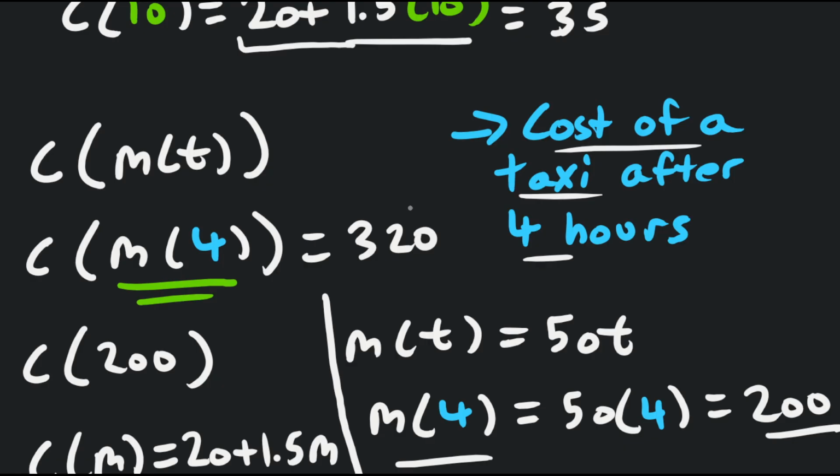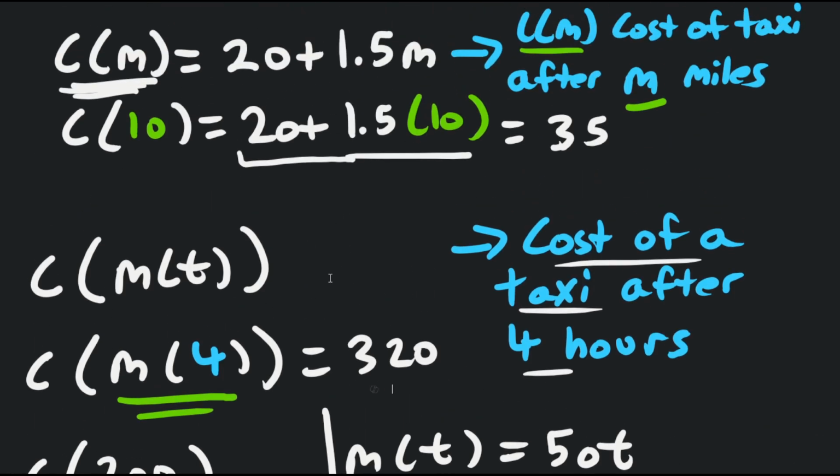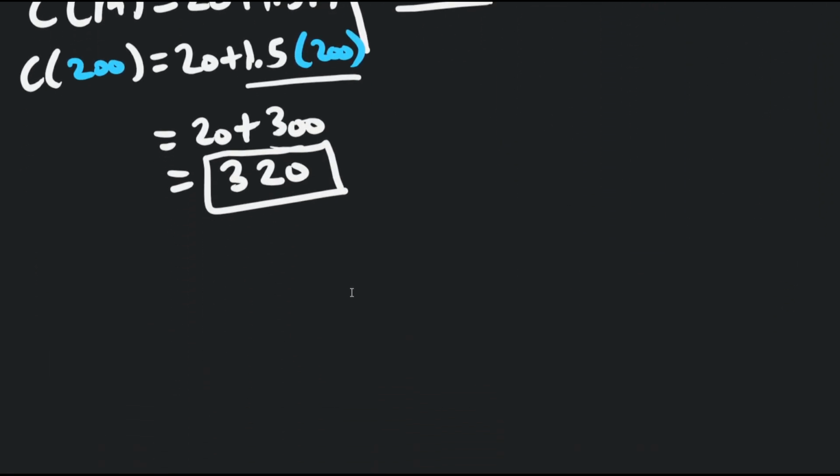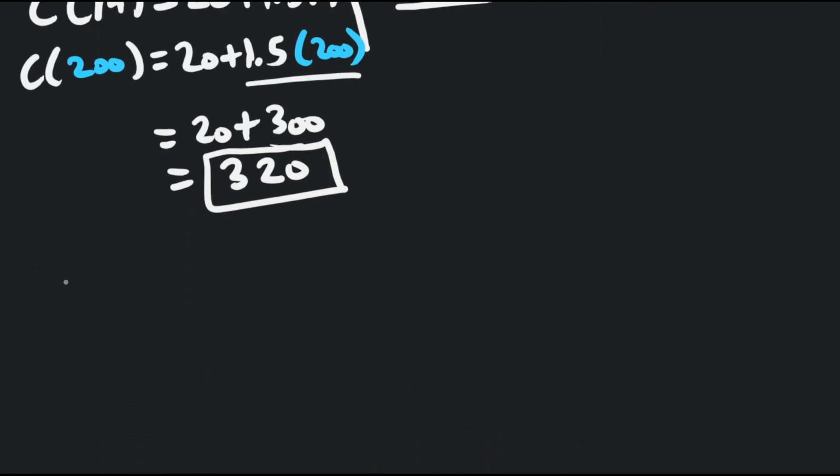$320. Perfect. Now, let's say we wanted to find c of m of t. We wanted to find a formula for it algebraically. So c of m of t. Let me write that down again, down here.